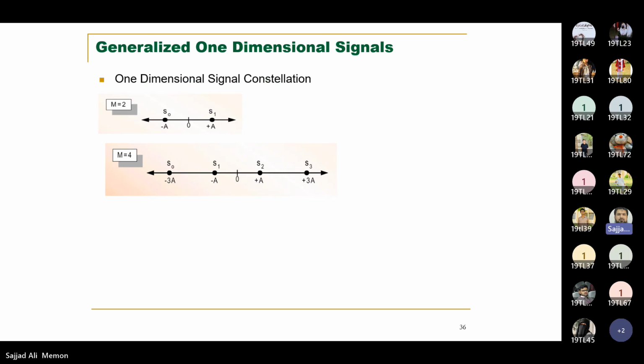Then we have generalized one-dimensional signals, a one-dimensional signal constellation S1 and S0. That is M equal to 2, one is plus A, one is minus A, so the two signals are opposite in direction. Then S1 plus S0 will be equal to 0, because the two are plus A and minus A. So these are antipodal signals. For M equal to 4, again we have antipodal signals, but we have two on each side.